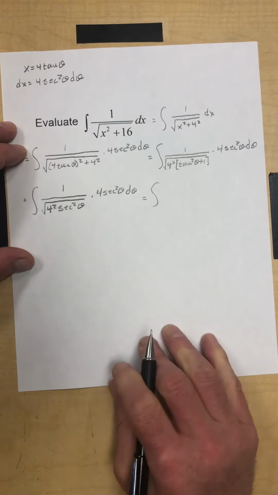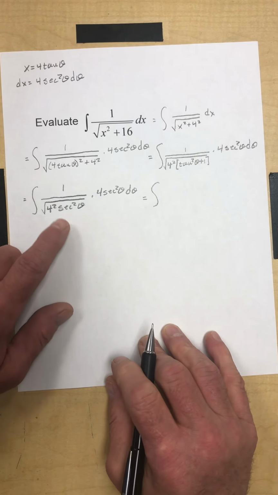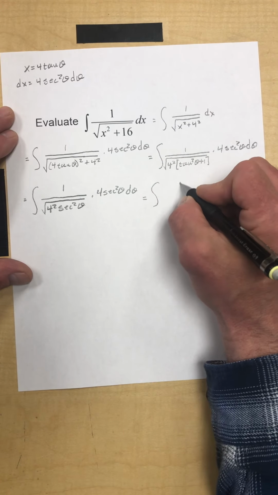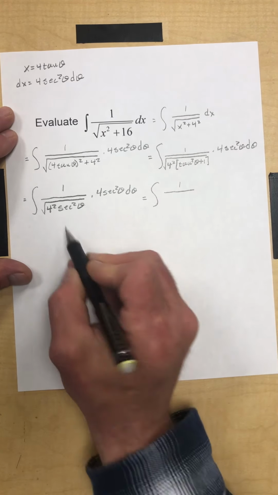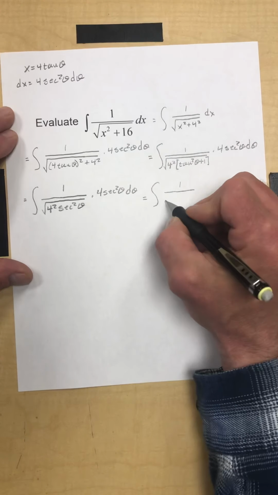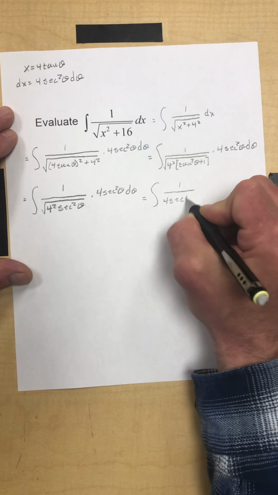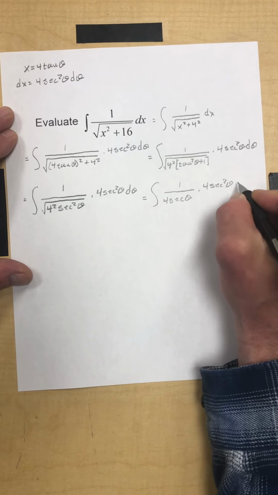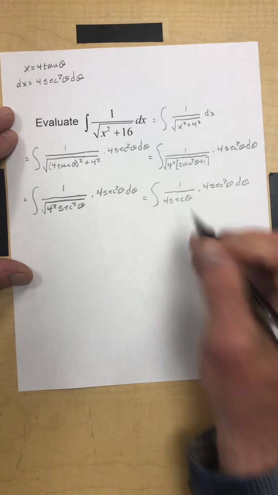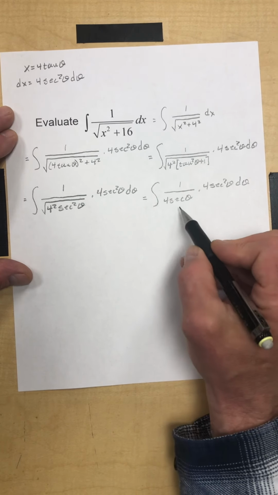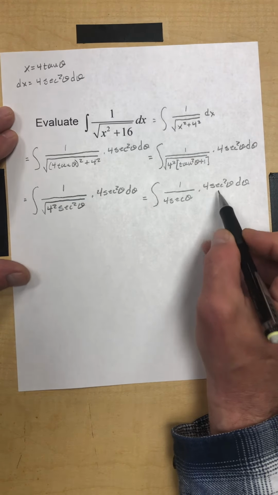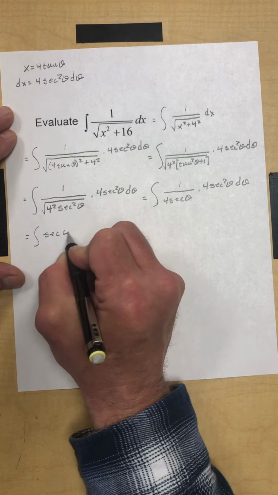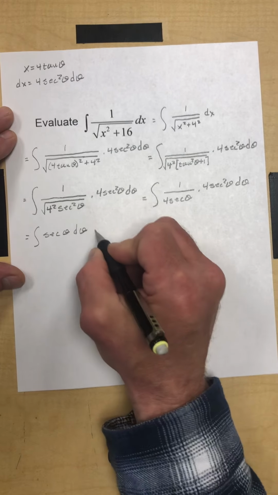Okay, well, now we have condensed this radicand down to something that's a perfect square, so we can take the square root of it. The square root of that radicand would be 4 secant of theta times 4 secant squared theta d theta. So now we can cancel off the 4's and we can cancel off 1 factor of secant. So we end up with the integral of secant theta d theta.